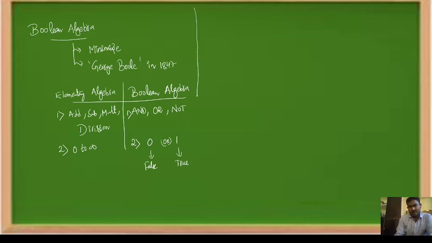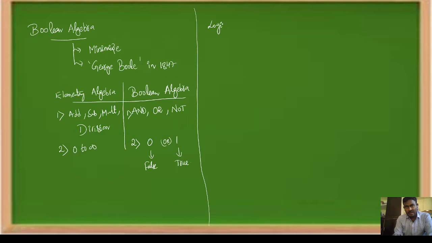Now, before understanding the various postulates of Boolean algebra, it is better to know its logical operations. When two variables are joined with the AND operator, what is its output? Or when two variables are joined with the OR operator, what is its output? We need to understand that before going to the postulates of Boolean algebra.